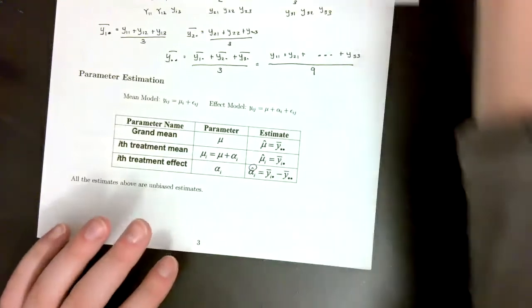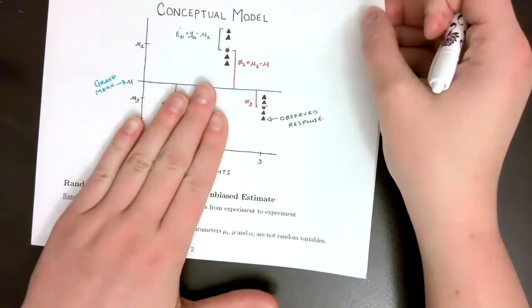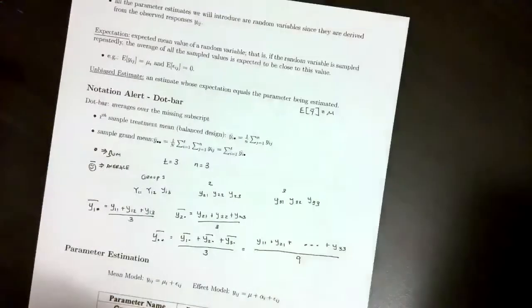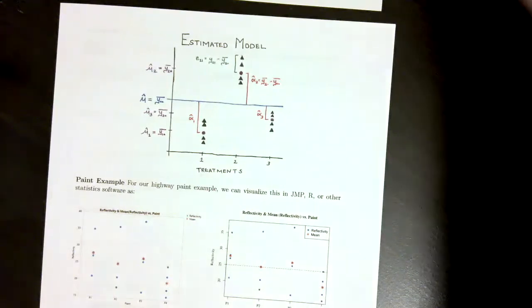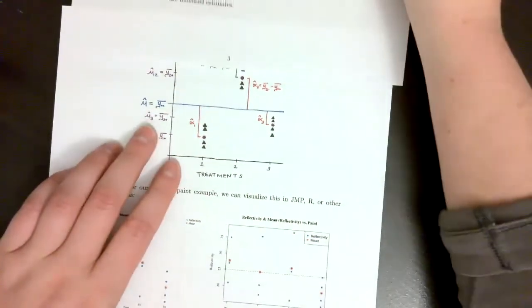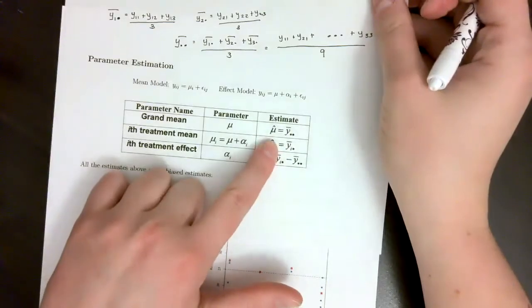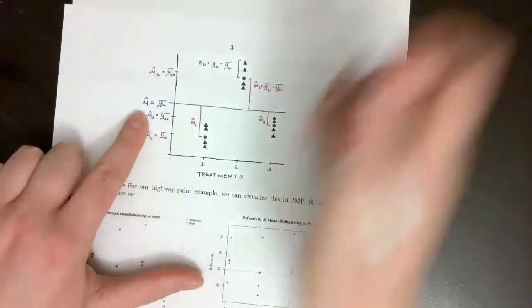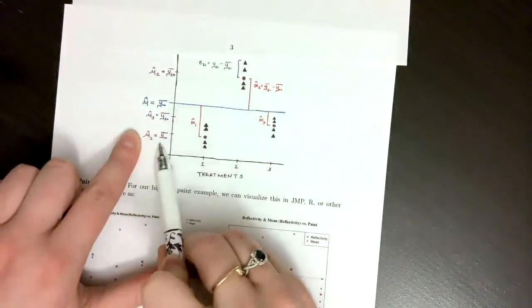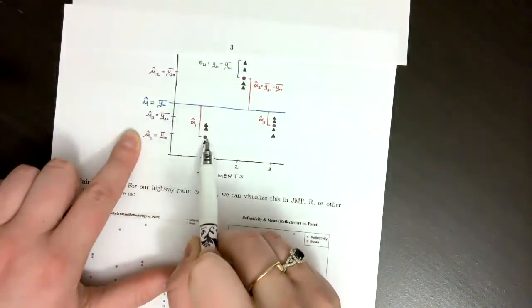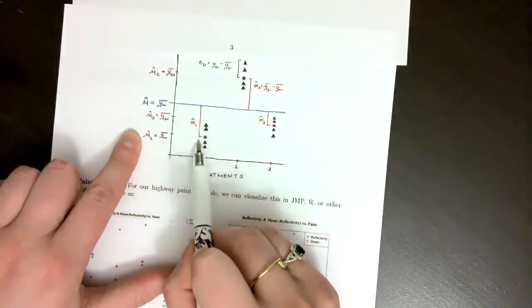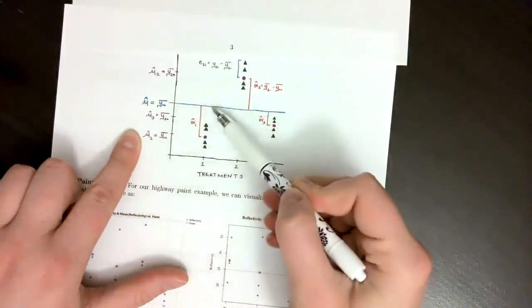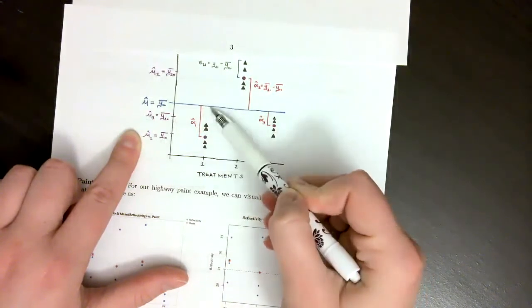Now, previously we were looking at the conceptual model, and now I want to re-show you how the estimated model and thought process works. We have our estimate for the overall mean with this blue line. Then we have our estimated group mean, and then we have our estimate for alpha i, the difference between the group mean minus the overall mean.